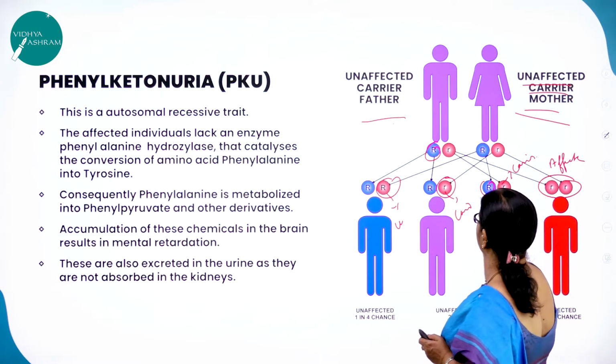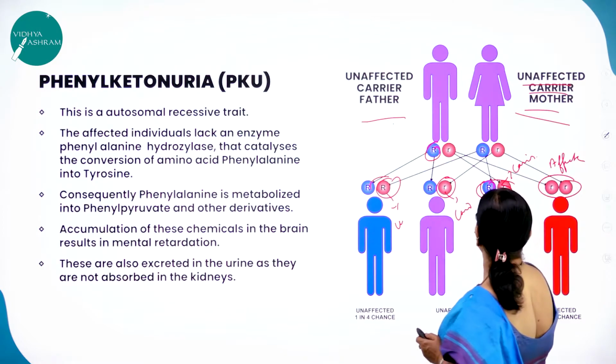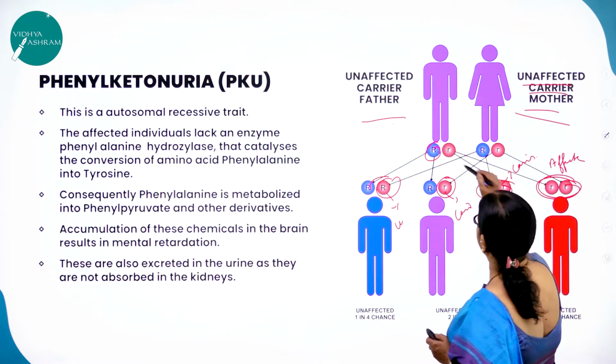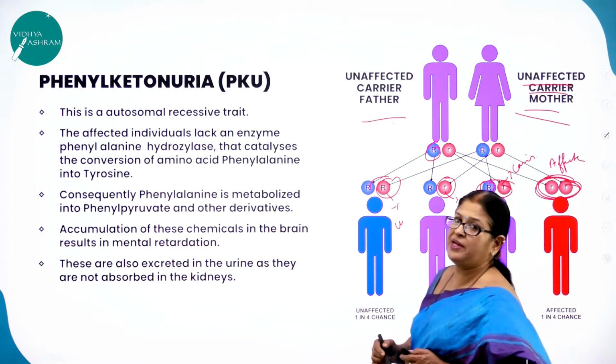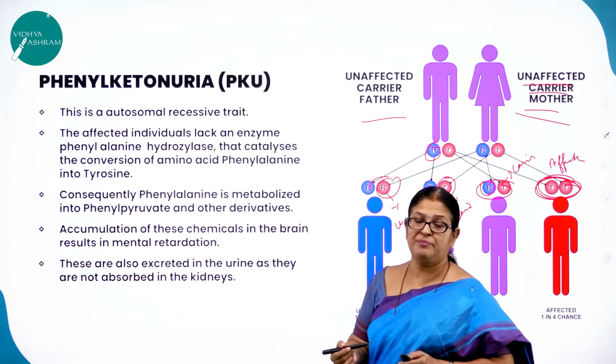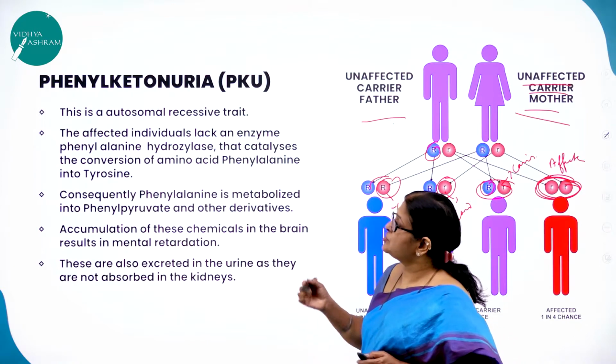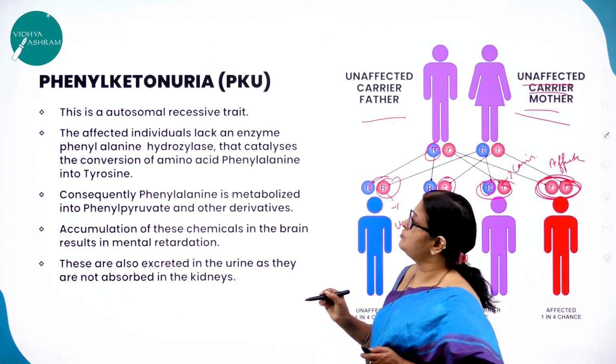So what will be the possibility? Three will be carriers and one will be affected, as one X from the father and one X from the mother comes. So obviously, it will be affected. As I said, usually the males will be affected. So this is an autosomal recessive trait.